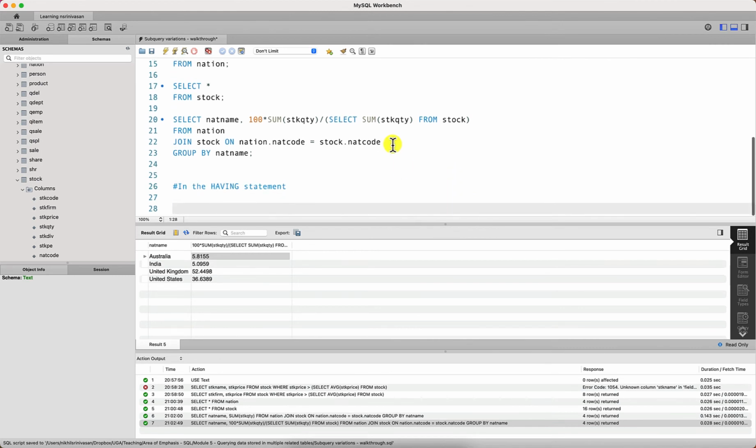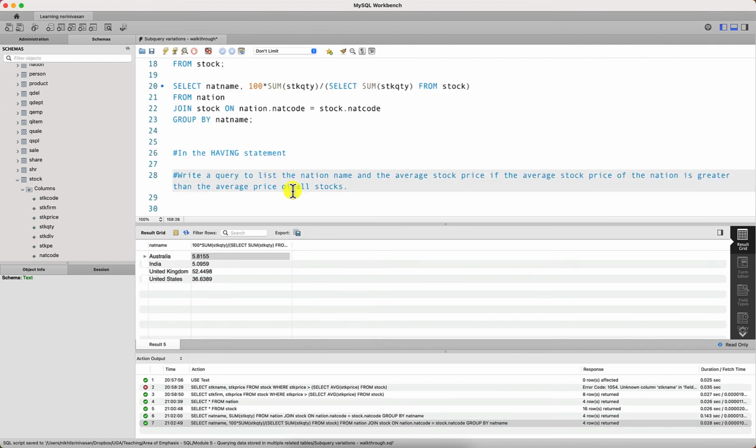In addition to having a subquery in the select statement, we can also have subqueries in other parts of an SQL query. For instance, a having statement. Consider the following query that we wish to write. You are asked to write a query to list the nation name and the average stock price if the average stock price of the nation is greater than the average price of all stocks.